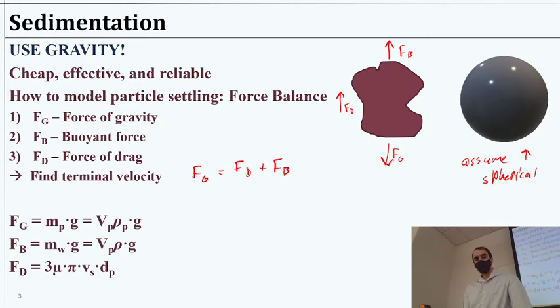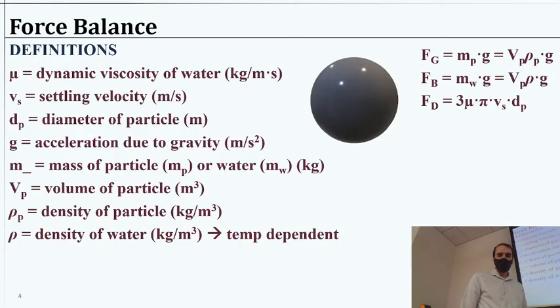Last would be the force of drag. And here, essentially what we use as the force of drag is 3 times the dynamic viscosity of water, and I'll have all these written out in a moment. That mu times pi times the velocity, so Vs being the velocity downwards, the settling velocity, times the diameter of the particle. Okay, so if we relate all of these, here's all those parameters written out for you.